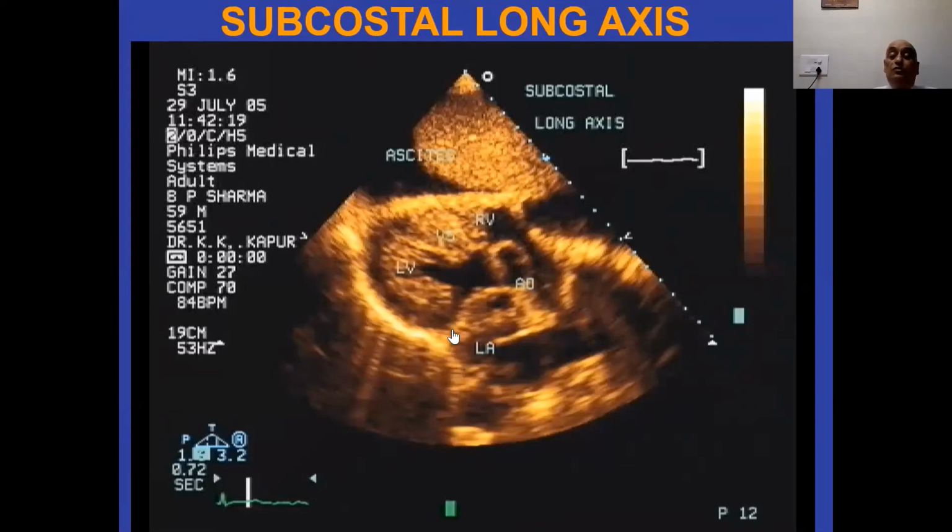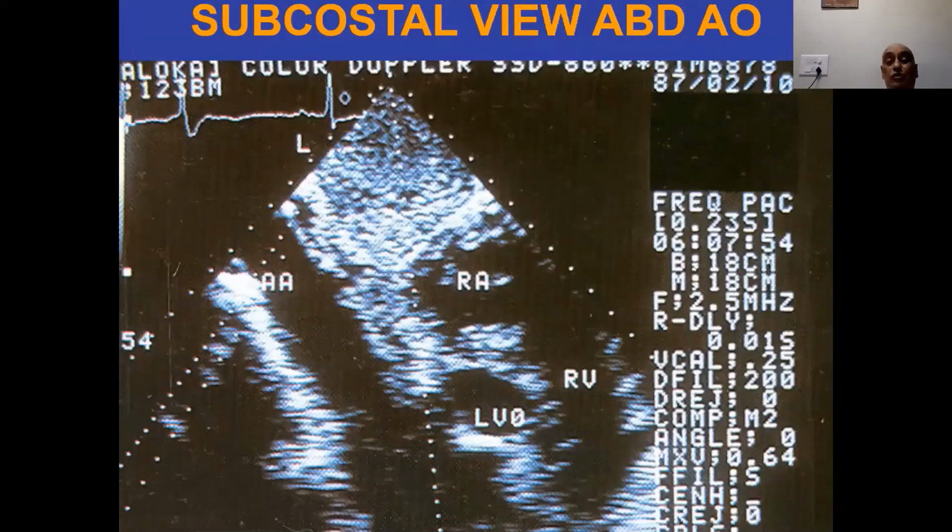So you should always have it in your armamentarium in case you are not able to get a good parasternal long axis view from the transthoracic position, then this can be used from the subcostal position. Now we move on to the next view of the subcostal, that is the abdominal aorta. So here all that you need to do is to angle posteriorly. And as you angle posteriorly, you get the long axis of the abdominal aorta.